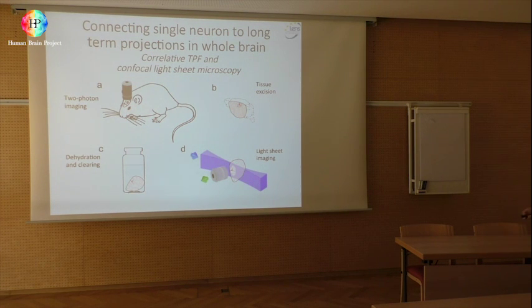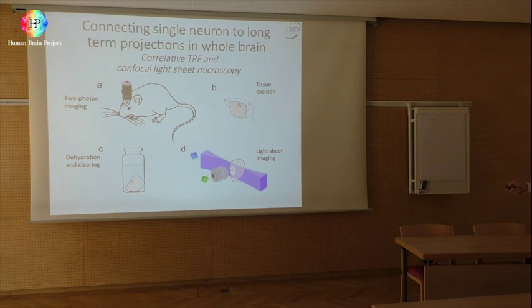So now, just 2 minutes of my talk, I want to finish just connecting. Do you remember we were doing plasticity of a single neuron in vivo? Now we want to see where this single neuron is projecting. So we correlated 2 photons with electron microscopy. Now we are correlating 2 photons with light sheet microscopy.